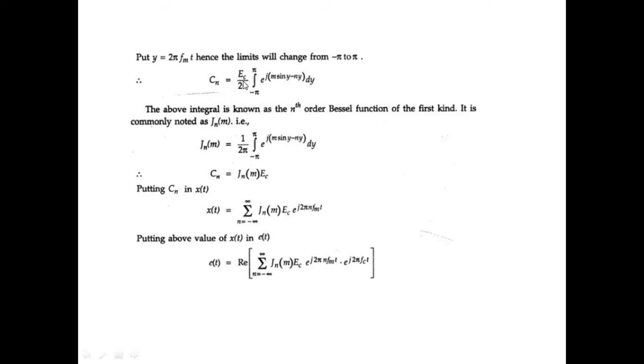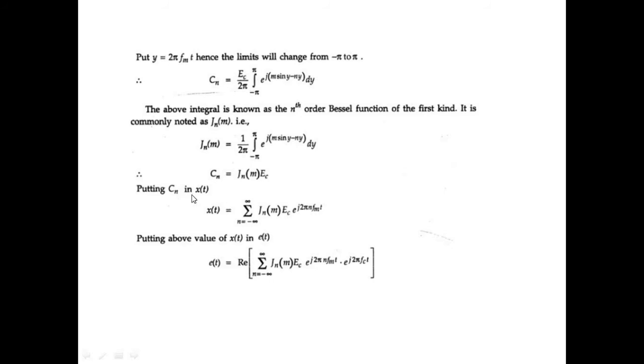So Cn equal to Ec by 2 pi integral from minus pi to pi e power j m sin y minus ny into dy. So this equation is like a Bessel function of the first kind. It is commonly denoted as Jn of m. So Cn equal to Jn of m into Ec.